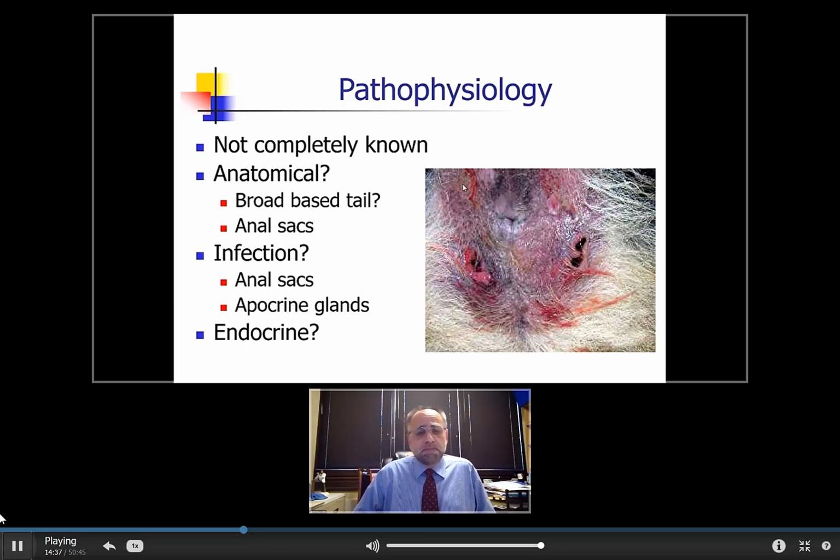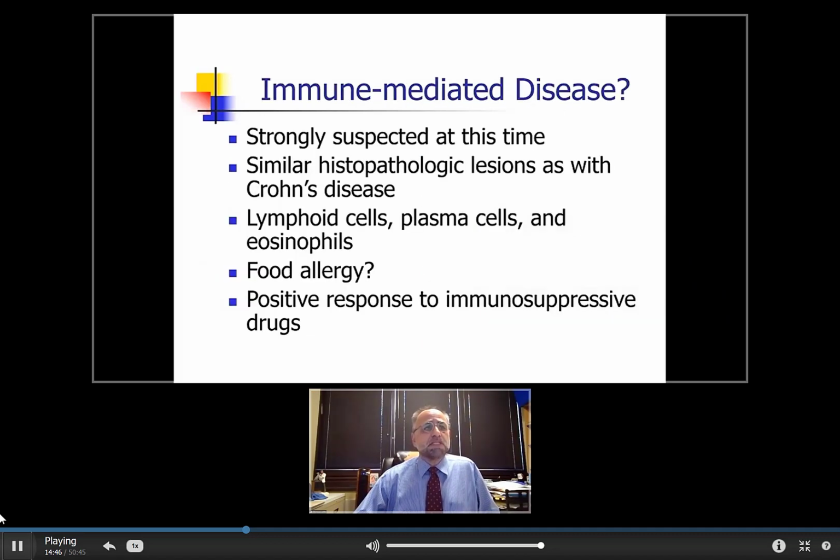But again, the belief really at this point is that this is an immune-mediated problem, and infections and endocrine underlying problems have also been evaluated with these patients as well. So again, we think it's an immune-mediated problem. We don't know that for sure, but we treat it as if it's an immune-mediated disease.